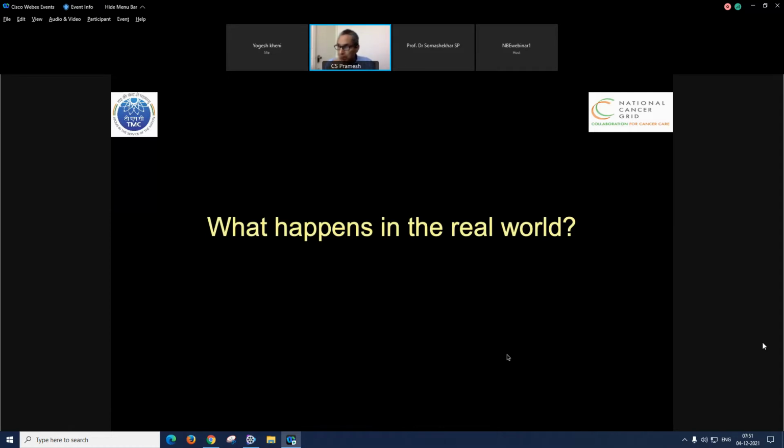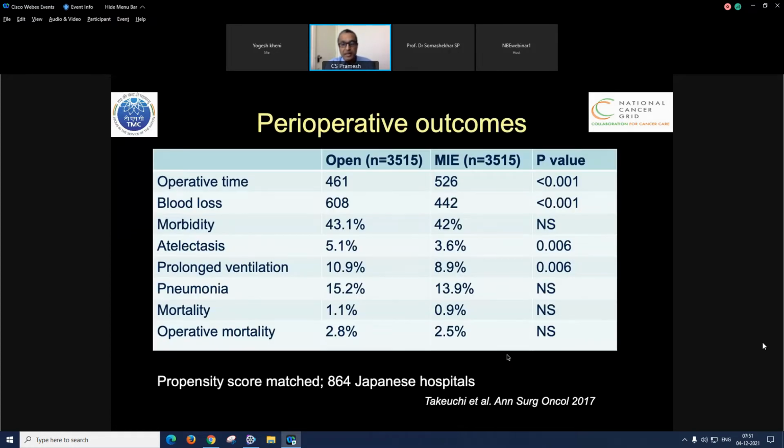What we've looked at is a couple of randomized trials in high-volume expert centers. But what happens in the real world is slightly different. This is a really nice study which came out of Japan, which was a propensity-based approach to comparing open with minimally invasive esophagectomy. This was real-world data from 860 plus hospitals in Japan. They were propensity score matched for all other risk factors, close to 3,500 patients in the open arm and a similar number in the minimally invasive esophagectomy arm.